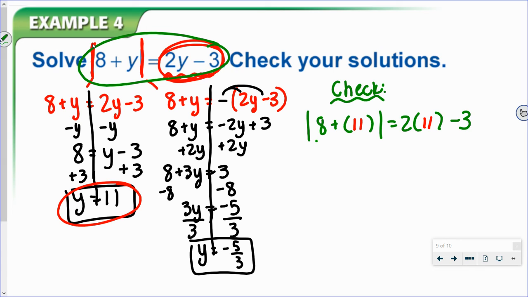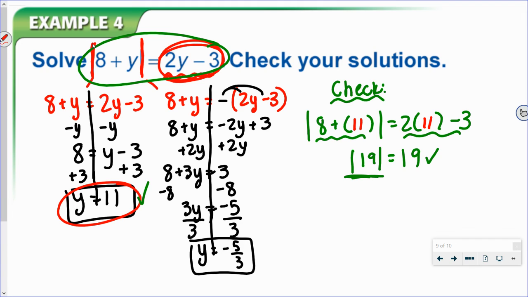On the left-hand side here, I have 8 plus 11 is 19. Over here, I have 2 times 11 minus 3, which is 19. So you've got to ask yourself, is the absolute value of 19 a positive 19? Yes, it is. Okay, that solution works. 11 works. Let's try negative 5/3 next.